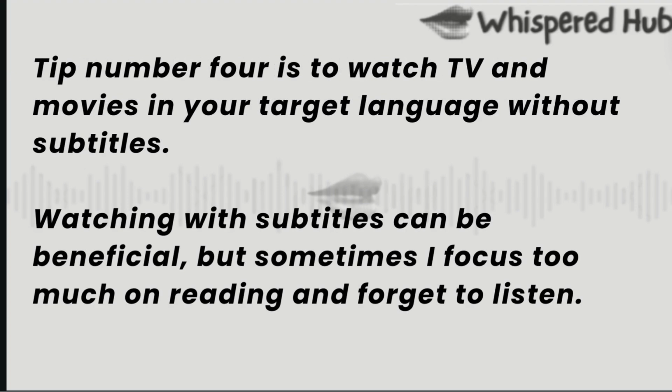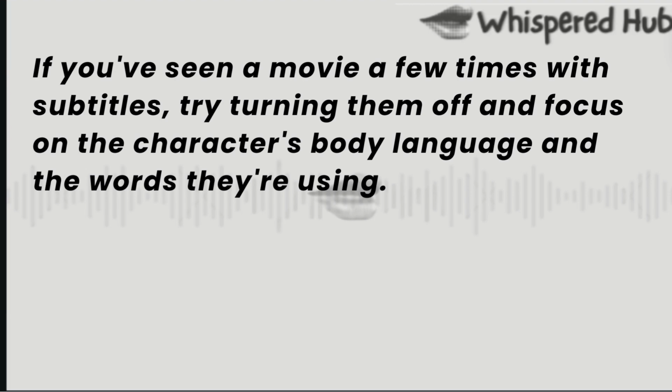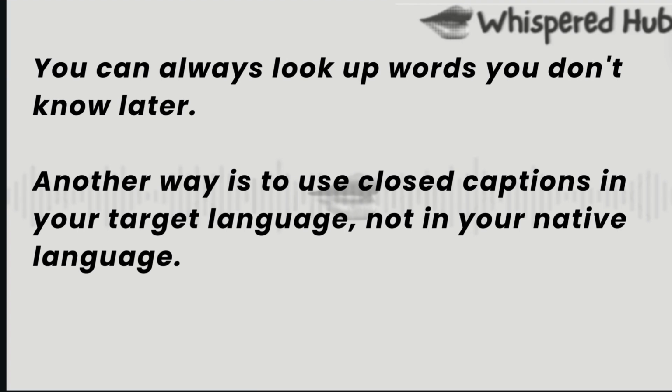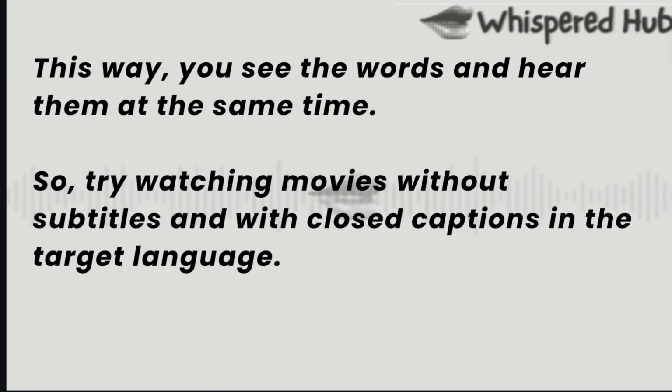Watch TV and movies in your target language without subtitles. Tip number 4 is to watch TV and movies in your target language without subtitles. Watching with subtitles can be beneficial, but sometimes I focus too much on reading and forget to listen. If you've seen a movie a few times with subtitles, try turning them off and focus on the character's body language and the words they're using. You can always look up words you don't know later. Another way is to use closed captions in your target language, not in your native language. This way, you see the words and hear them at the same time. So try watching movies without subtitles and with closed captions in the target language.